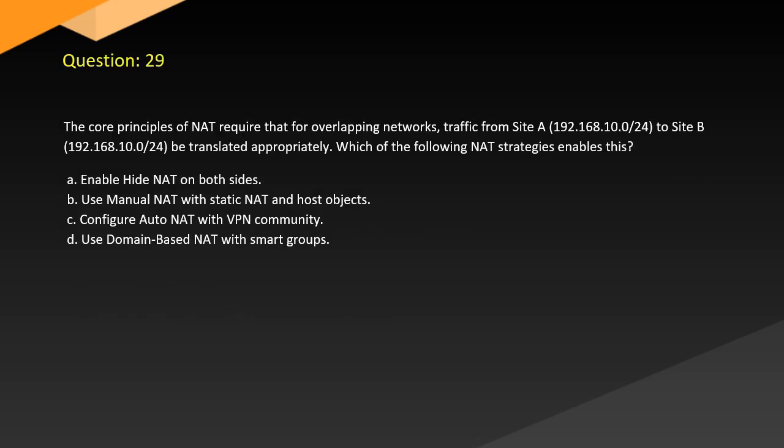Question 29. The core principles of NAT require that for overlapping networks, traffic from site A 192.168.10.0/24 to site B 192.168.10.0/24 be translated appropriately. Which of the following NAT strategies enables this? A. Enable hide NAT on both sides. B. Use manual NAT with static NAT and host objects. C. Configure auto NAT with VPN community. D. Use domain-based NAT with smart groups.